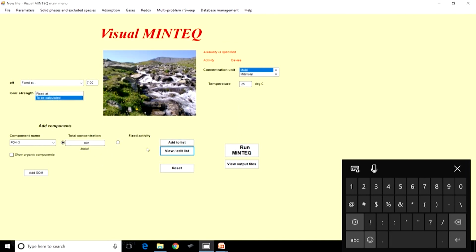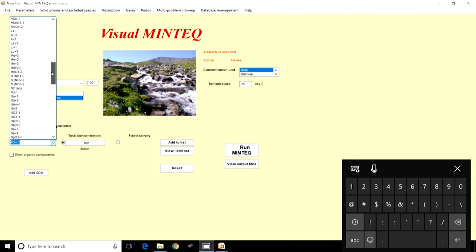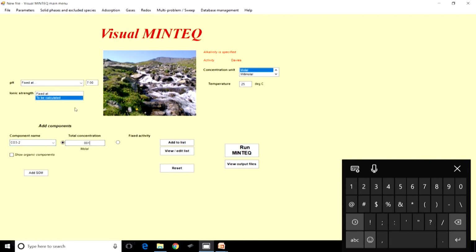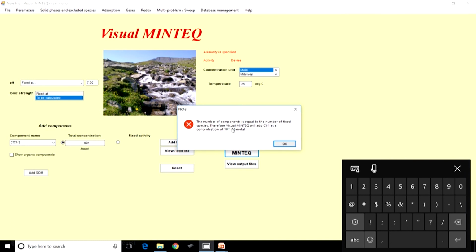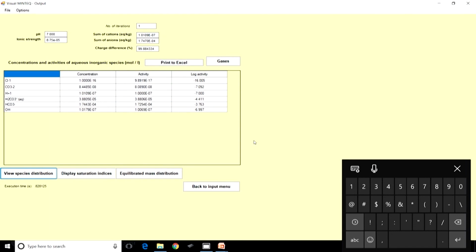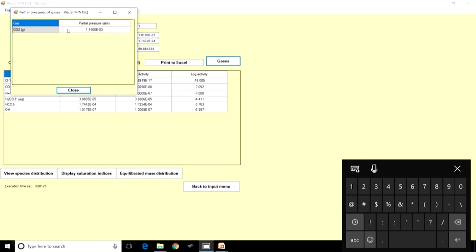So I need to also give the CO3 total, right, CO3 total, where is that, CO3 total, and let us say I am randomly going with 0.001, add to list, right, view edit list, yes, back to main menu and run MINTEQ. Okay, so because the charge is not balanced, it is going to take Cl minus at a particular concentration, and now I can end up with my relevant aspects after PCO2 is taken into account. So as you see, PCO2 is now present at this particular partial pressure at equilibrium, right.